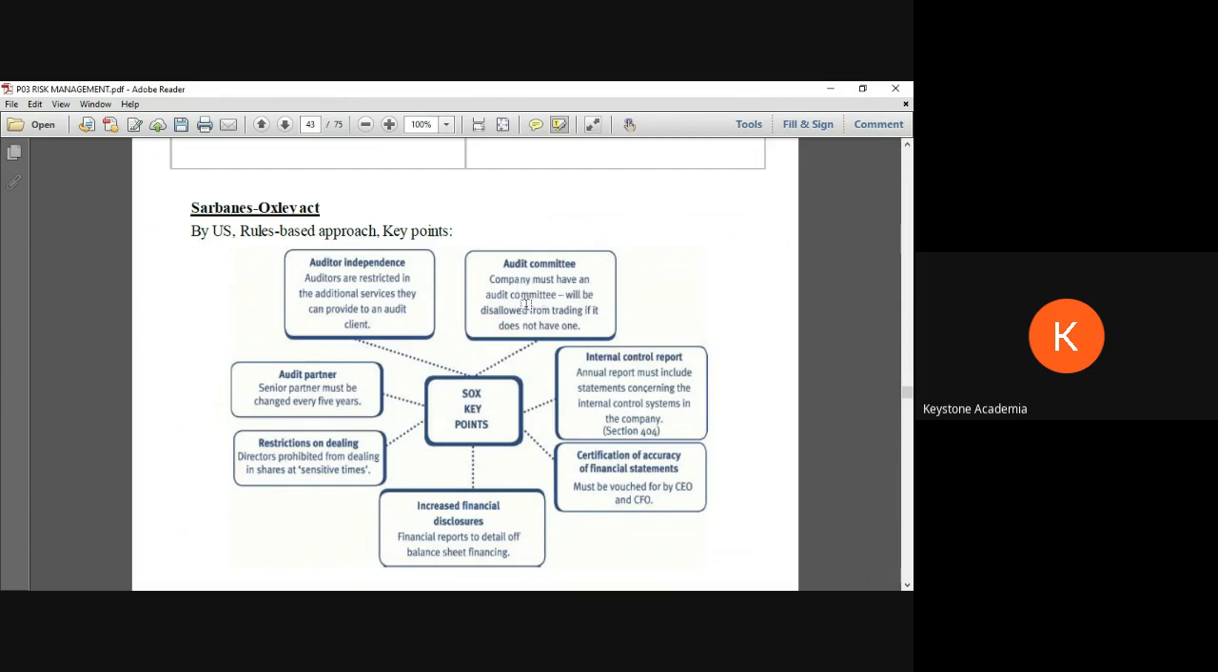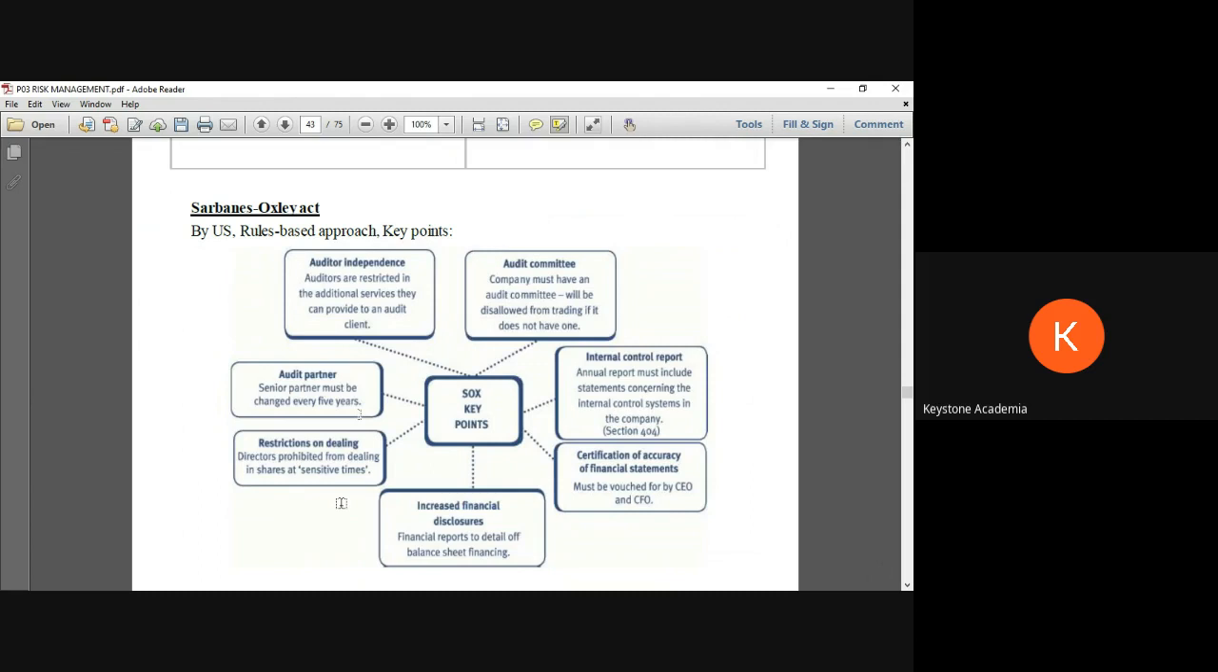Company must have an audit committee, and will be disallowed from trading if it does not have one. Auditors should be independent, same. Audit partners, senior partners must be changed every 5 years. Why? Because of the familiarity threat. Restrictions on dealing: directors are prohibited from dealing in shares at sensitive times. Therefore, we have a locking up period.